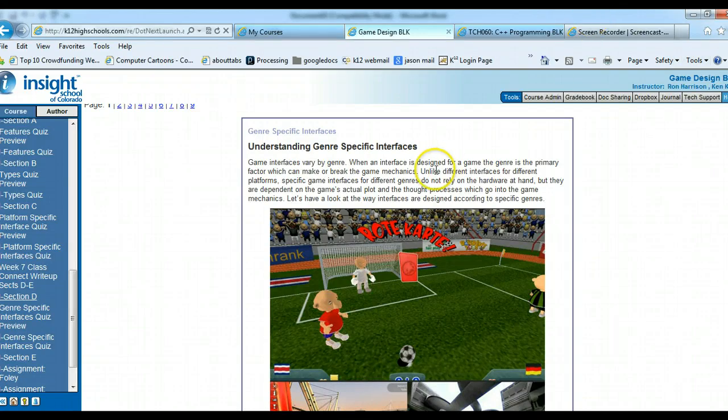And the interface is really important with genre because it is the primary factor that can make or break the game mechanics. So that's why interface design for genre is so important, is that it's the primary factor that can make or break the game mechanics. And you see that with the different game interfaces, the genre and the game interfaces have to work together in order to give the person the best feel for the game and the best to build up their interest in the game.